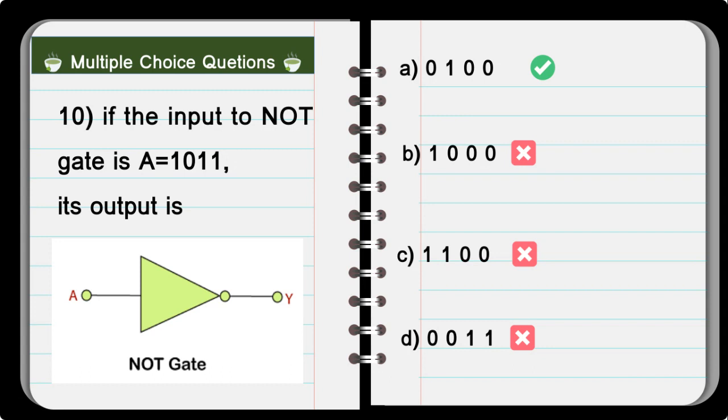Question number 10. If the input to the NOT gate A is equals 1, 0, 1, 1, then its output is option A. 0, 1, 0, 0. Option B. 1, 0, 0, 0. Option C. 1, 1, 0, 0. Option D. 0, 0, 1, 1. A NOT gate performs logical negation on its input. In other words, if the input is true, then the output will be false. Similarly, a false input results in a true output. So the correct answer is option A. 0, 1, 0, 0.